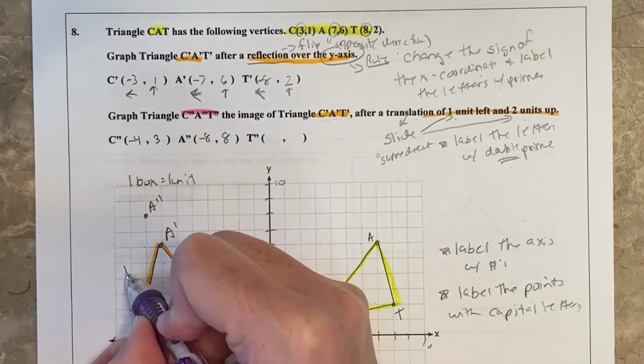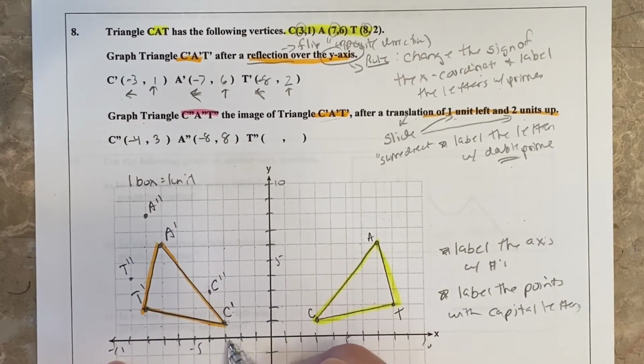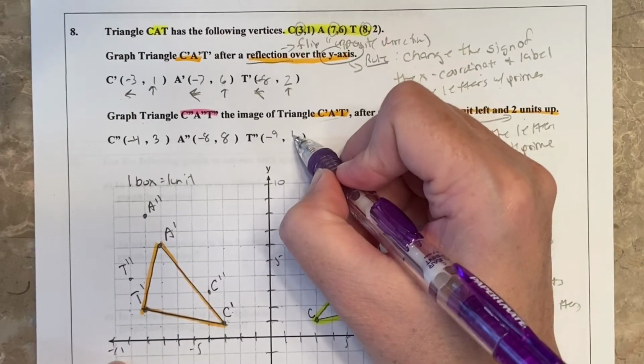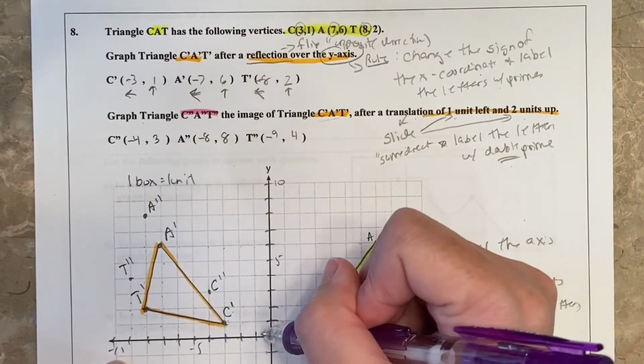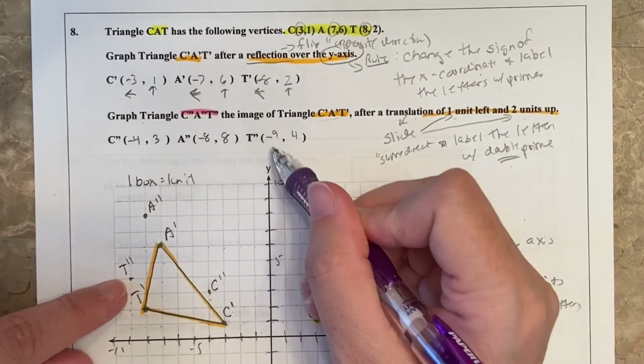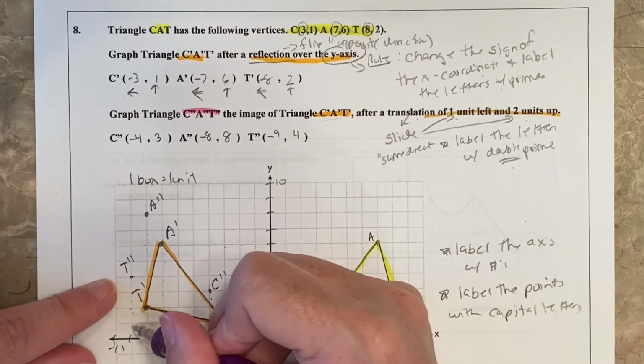1, 2. And we're going to T double prime. 1, 2, 3, 4, 5, 6, 7, 8, 9. To the left, that's -9, 1, 2, 3, 4 up. So -9, 4. So -4, 3, right? 4 to the left, 3 up. -8, 8, 8 to the left, 8 up. And then -9, 4, so 9 to the left and 4 up.